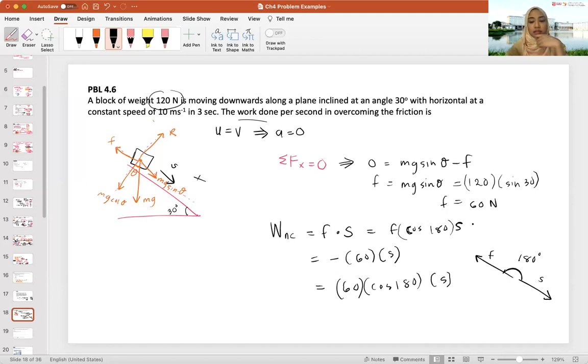Okay, so we don't know what is S, but we know that we have a constant speed in 3 seconds. Can I find out what is my S, or what is my displacement? Do I need to use my linear kinematics?